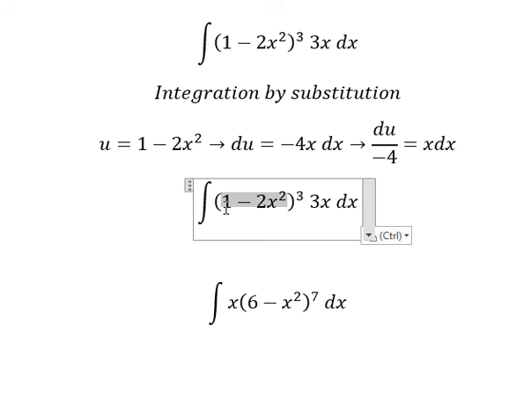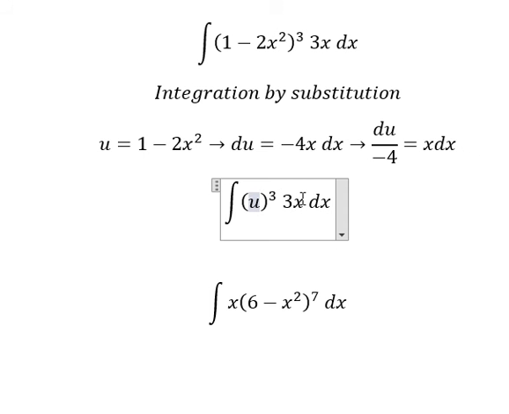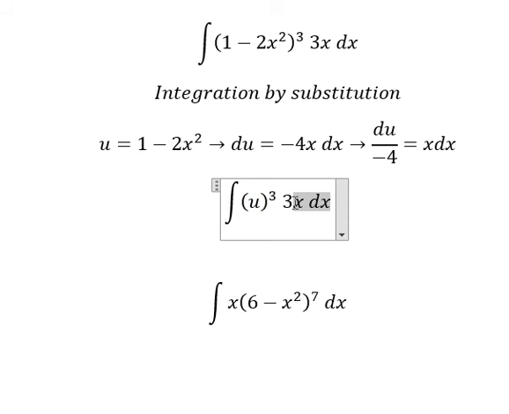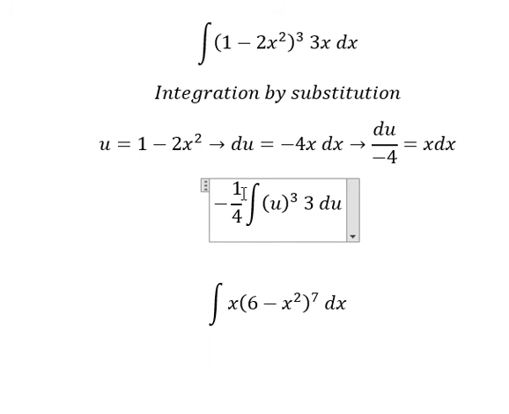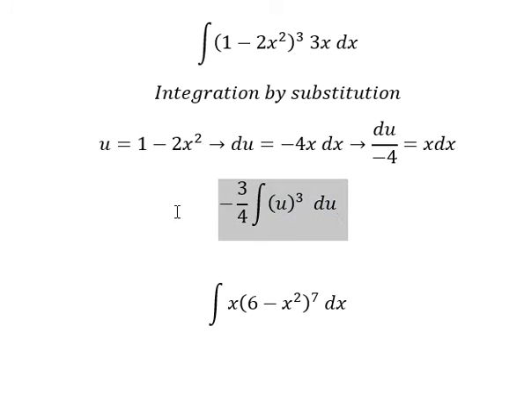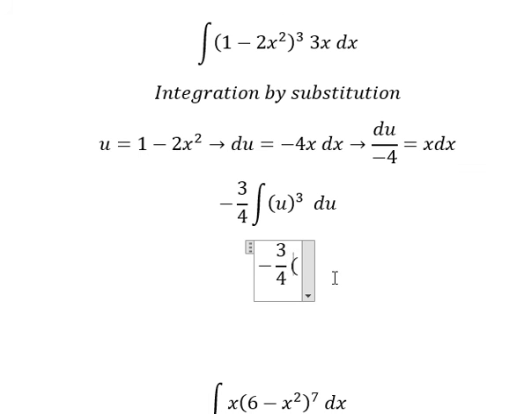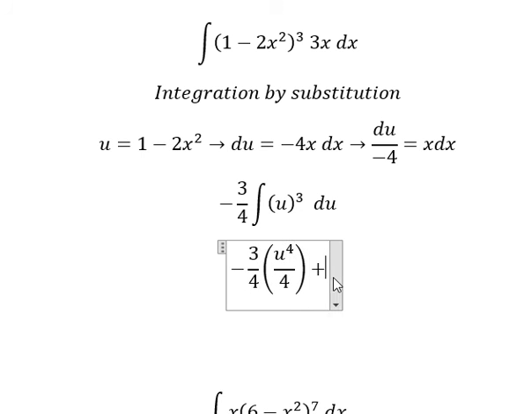So this one we change for u. 3s, s ds, we change for du over negative number 4. So I will put number 3 outside. The integral of this one, we have u to the power of 4 over 4, and we put c.